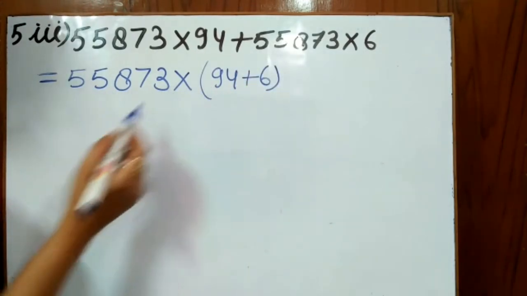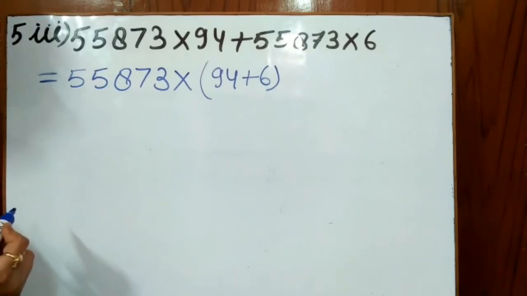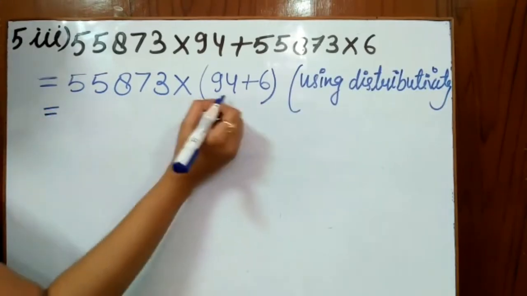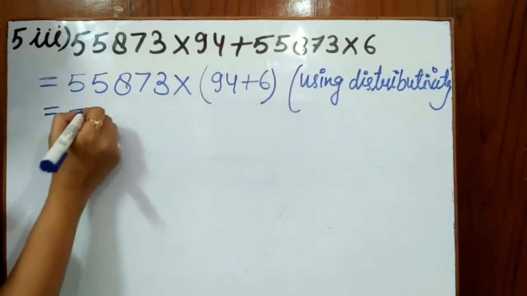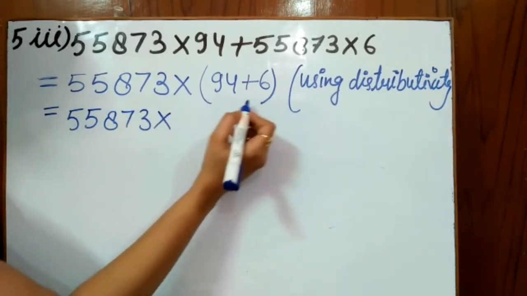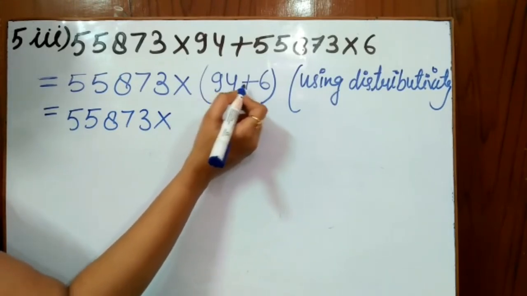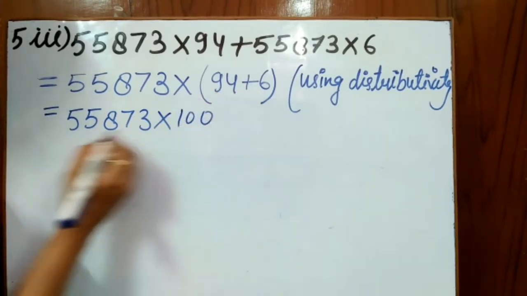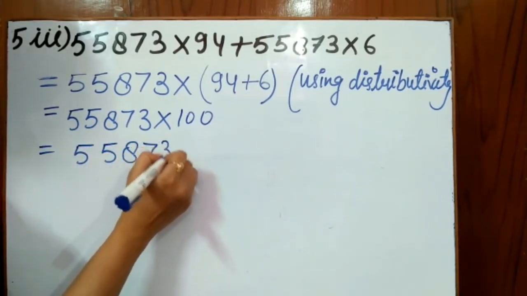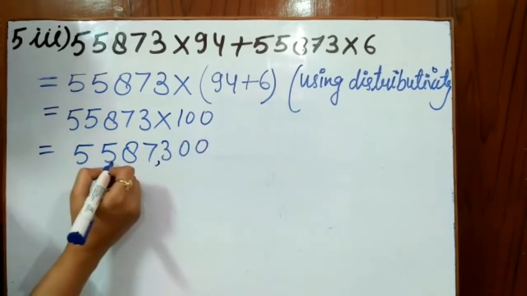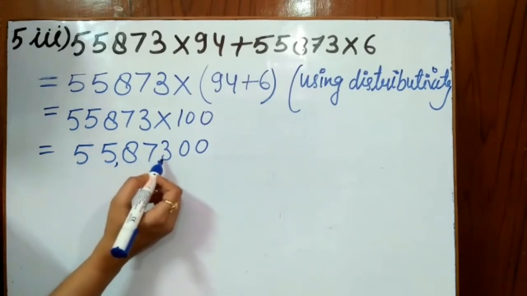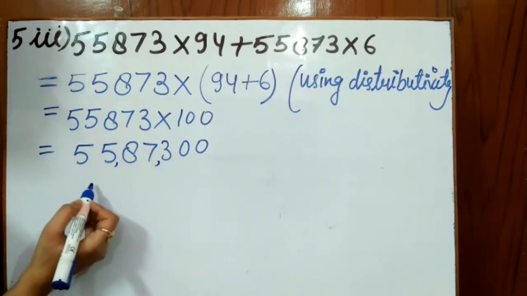And which property are we using here? We are using here the law of distributivity. Now, we will solve. 55,873 we will write as it is, and then we will solve the bracket. 94 plus 6 is equal to 100. After multiplication of these two numbers, we will get 55,87,300 and it is your answer.